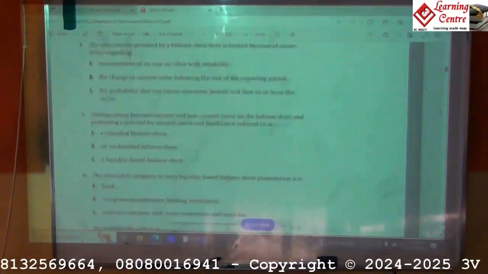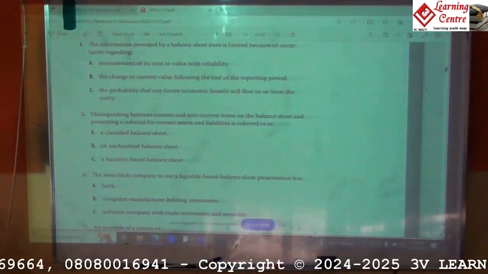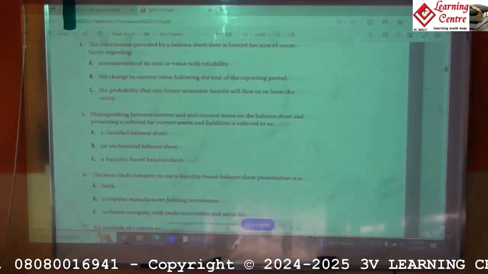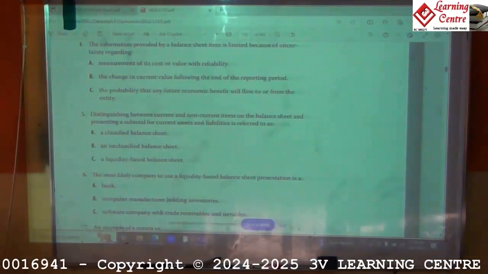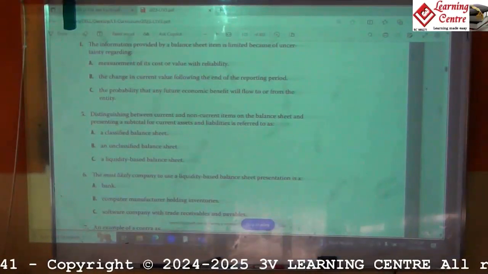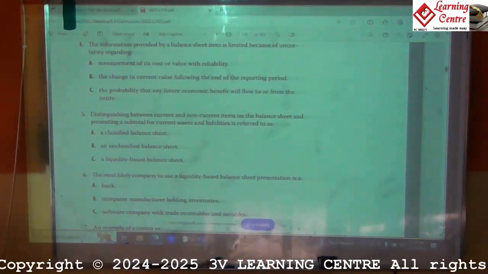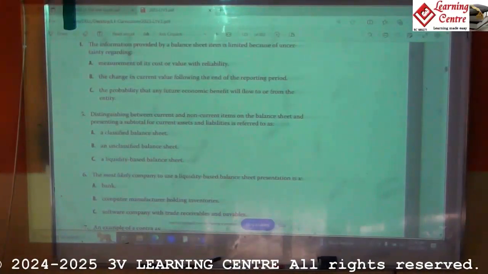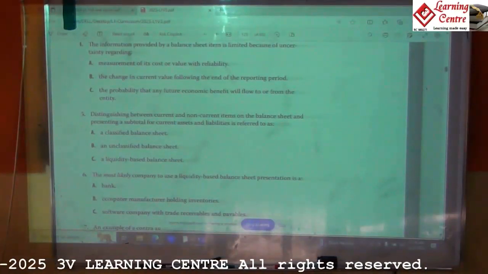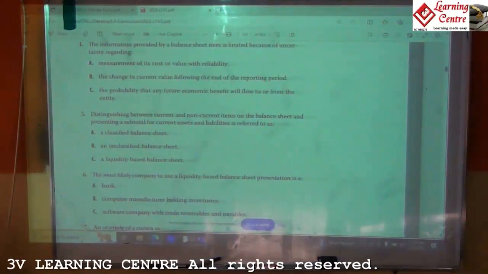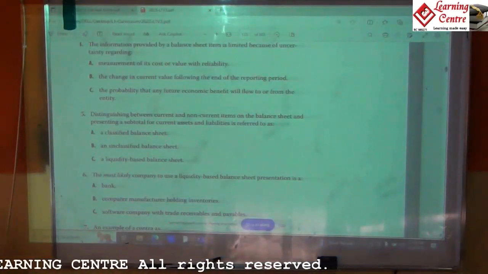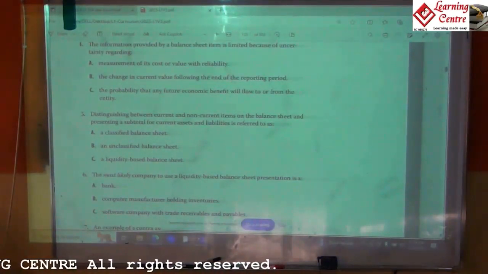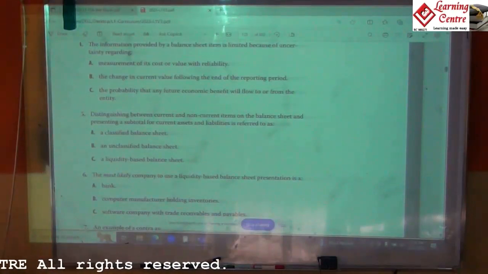So number five and 6. Distinguish between current and non-current assets of the balance sheet. What are we doing? We distinguish current, non-current assets, current liabilities, non-current liabilities, and what are we doing? Classified. Thank you very much. That's a classified balance sheet. So the most likely entity to commonly use a liquidity-based balance sheet is what? Bank. Thank you very much.